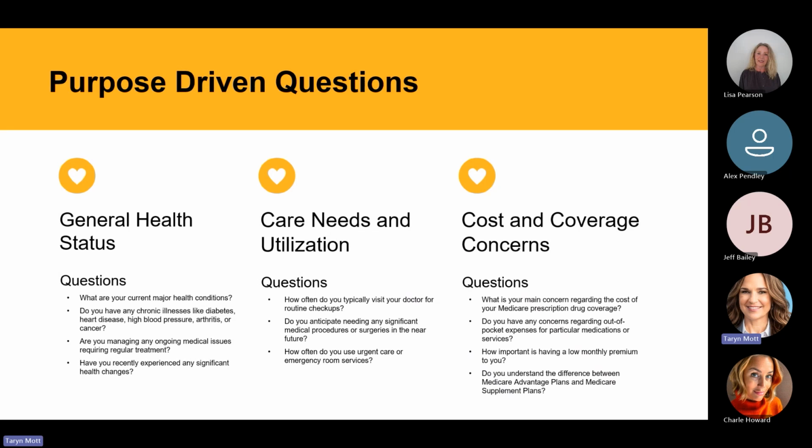So, purpose-driven questions. These are some examples. General health status questions. What are your current major conditions? We want to know this because, again, that could answer a lot of questions. Are they 65 and going through a lot of doctor's appointments? Is the premium less than the maximum out of pocket?